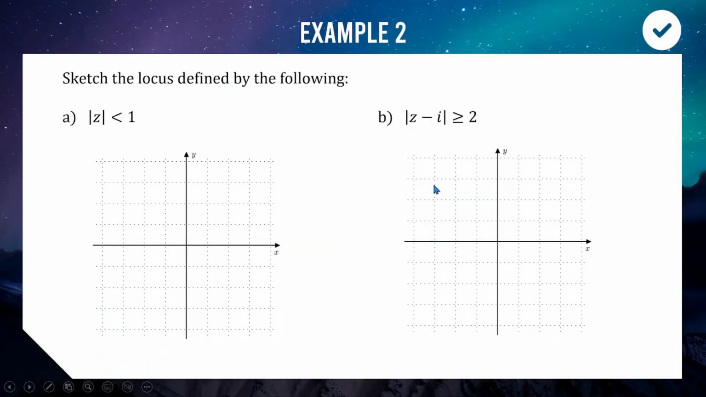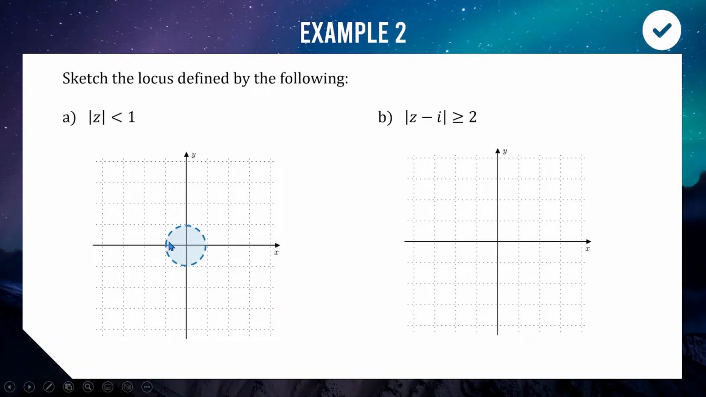All right, some more examples. Sketch the locus defined by the following. So when you have some inequalities involved, you're going to be looking at, instead of a line, a region. We want to sketch all the points on this Argand diagram where the modulus of z is less than 1. That means we need to include any point where the distance to the center is less than 1.